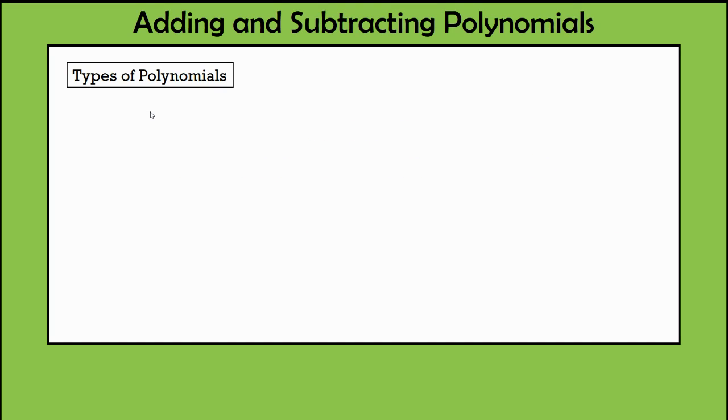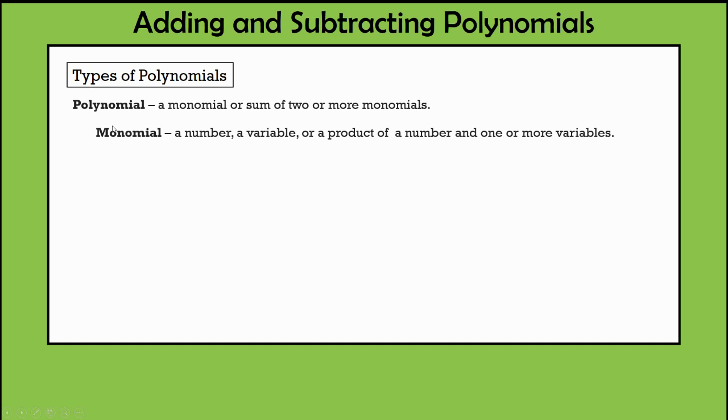Okay, so the first thing is we look at the types of polynomials. What is, number one, what is a polynomial? Well, a polynomial is either a monomial or a sum of two or more monomials. To be more clear, a monomial itself is a number, a variable, or a product of a number and one or more variables. So a monomial is when we're multiplying numbers and variables together. So what you see is there's no addition or subtraction sign. It's just a product, a mass of numbers and variables put together.